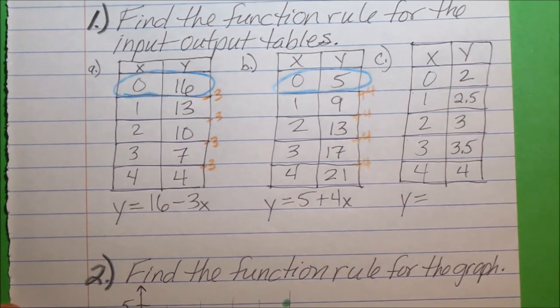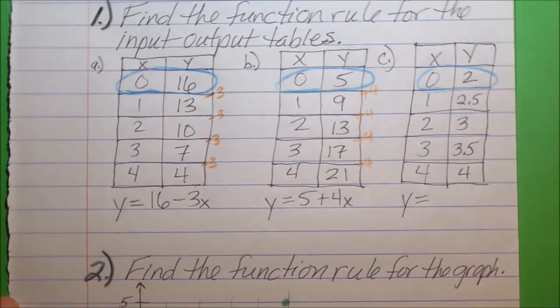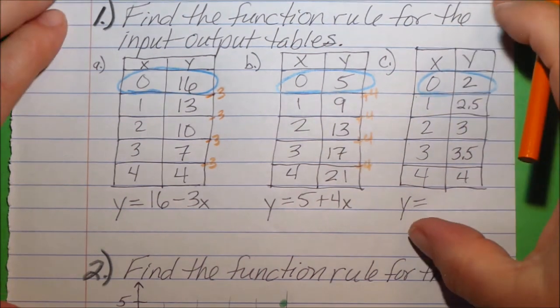Okay, in my last table, where x is 0, y is my start value. How are they changing? Students often all of a sudden decide they don't know what to do here when they see these decimals. Don't let it trip you. You know the 2.5, don't overthink it, the difference between 2 and 2.5.